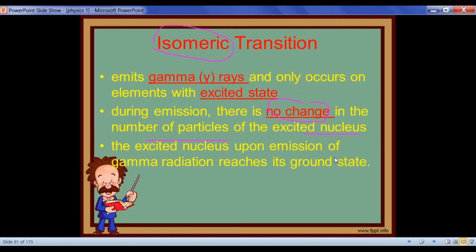So, sa isomeric transition, para po maging stable siya, yung ini-emit niya pong particle or radiation is in the form of gamma rays. Sa alpha po, yung ini-emit niya is alpha particles. Sa beta, beta particles, or the electrons coming from the nucleus, the negatron and the positron. Sa isomeric transition naman po, yung ini-emit po niya ay gamma rays. Okay?